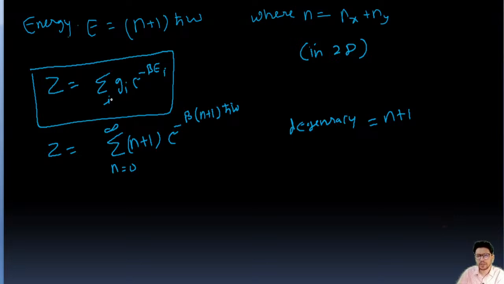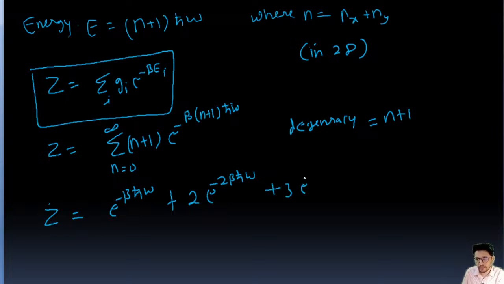Now very simple, we'll open it. So z equal to, we'll put n equal to 0, so it is going to be e to the power minus beta h cut omega. Now n equal to 1, so 2 e to the power minus 2 beta h cut omega, plus 3 e to the power minus 3 beta h cut omega, and so on.